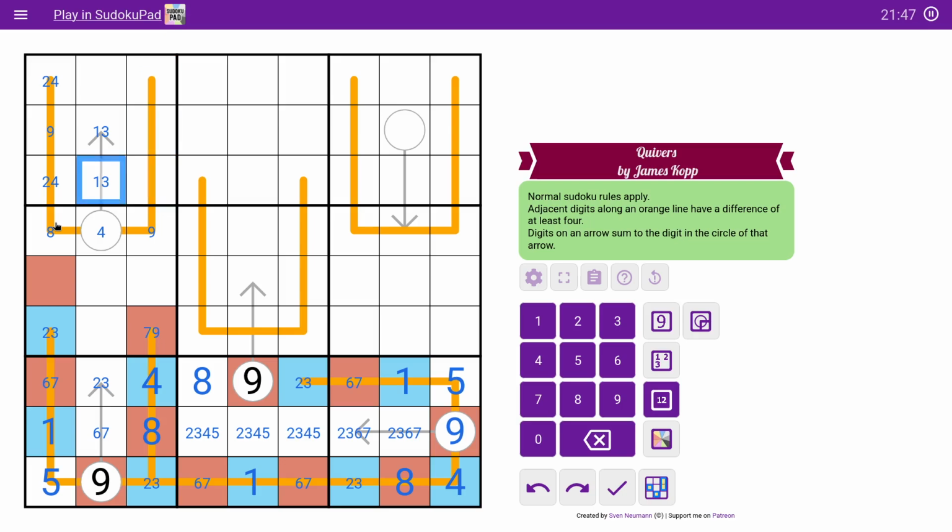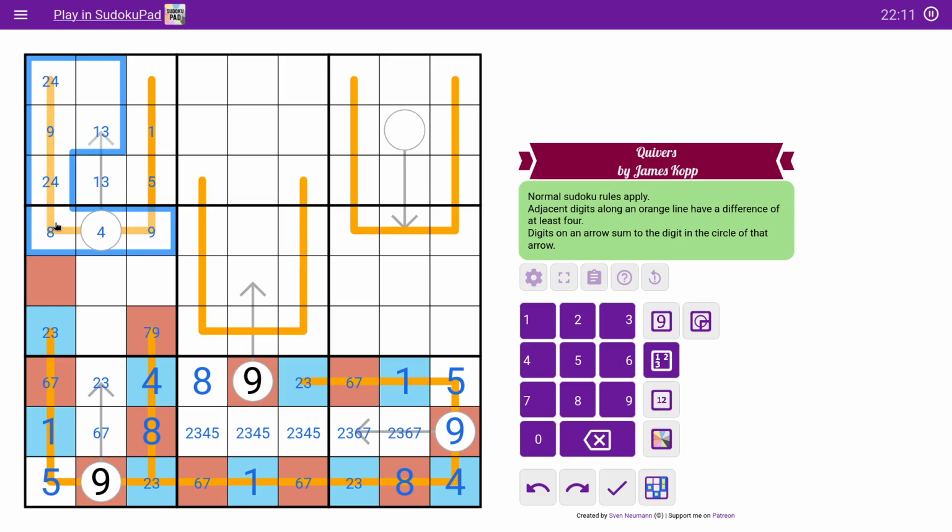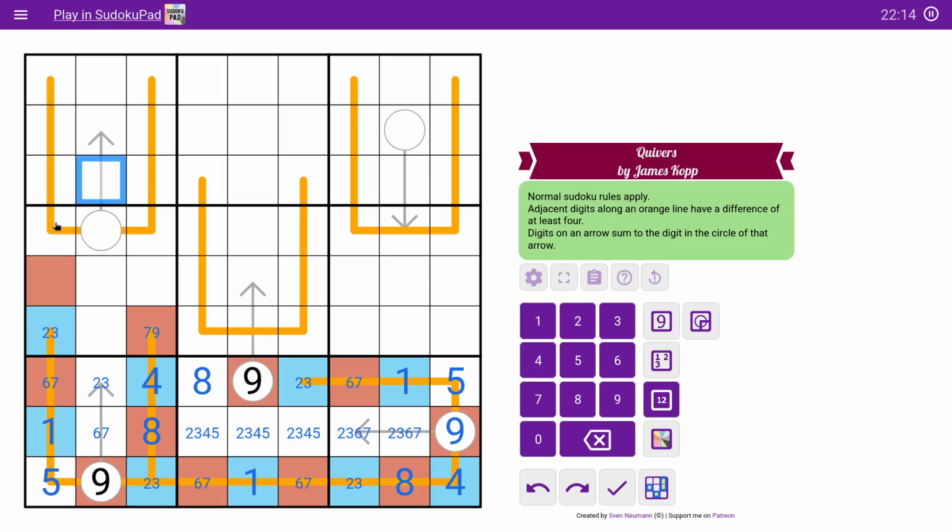Right? If this is a 4, 8, 9, 1, 3, 2 or 4, 9 by force, 2 or 4, 9, and then what is this? A 5? 5, 1, it fails. This cannot be 1, 2, 3, or 4. It's 5, 6, 7, or 8.